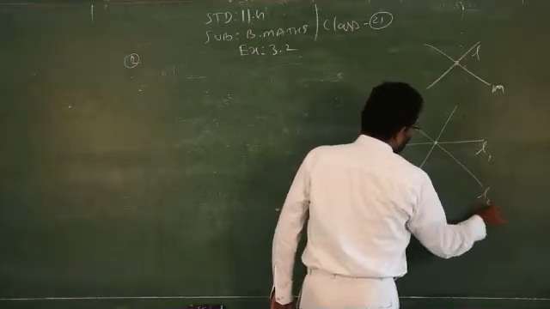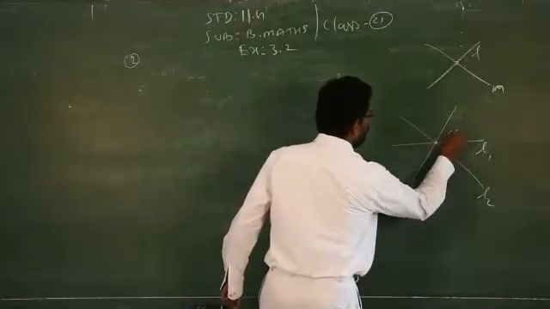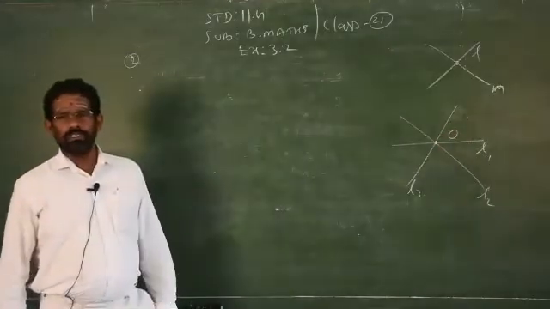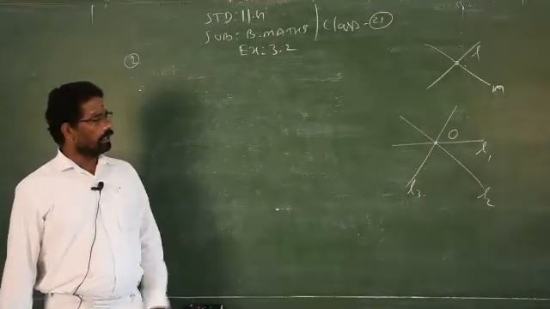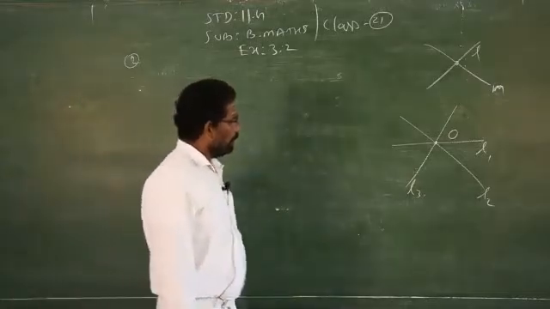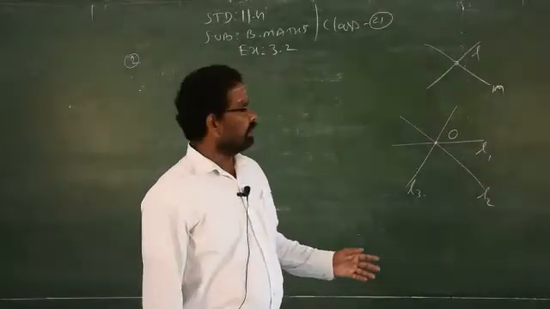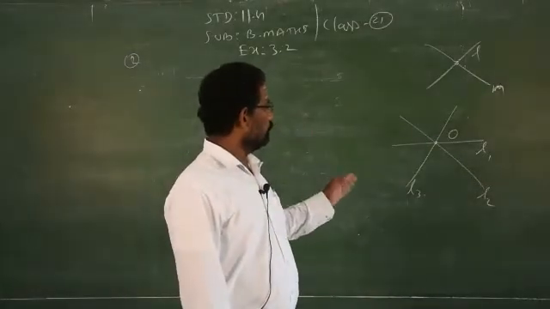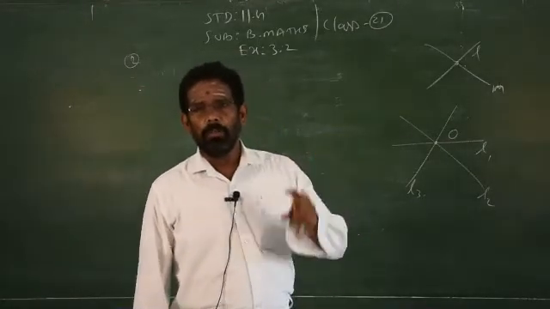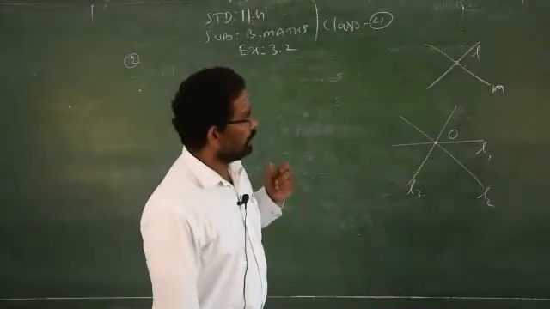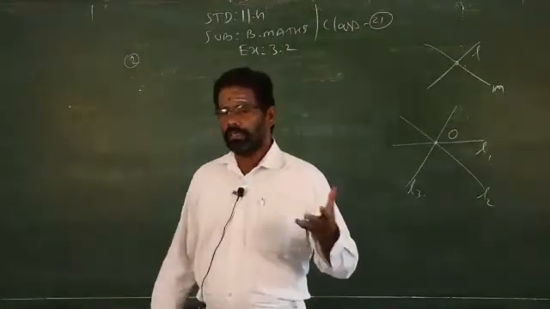So L1, L2, L3. All these three lines pass through a common point, let's say O. So these three lines are called concurrent. Clear? You studied this already in 10th standard in coordinate geometry or analytical geometry, or in 8th standard in theoretical geometry. You might have studied concurrent lines, parallel lines, perpendicular lines and intersecting lines.